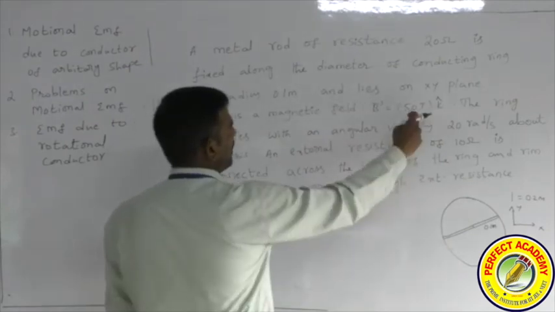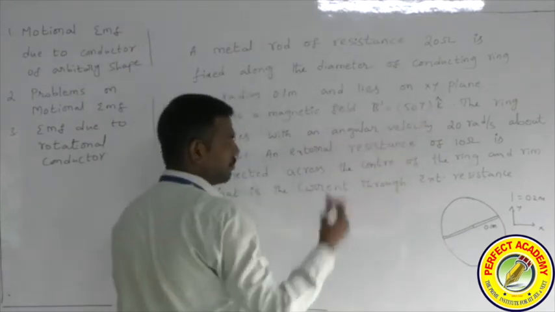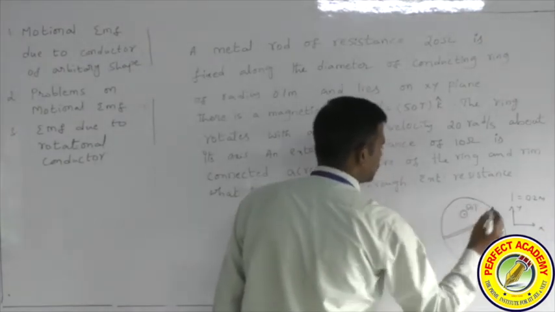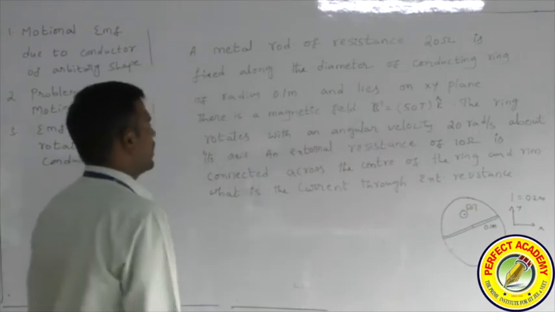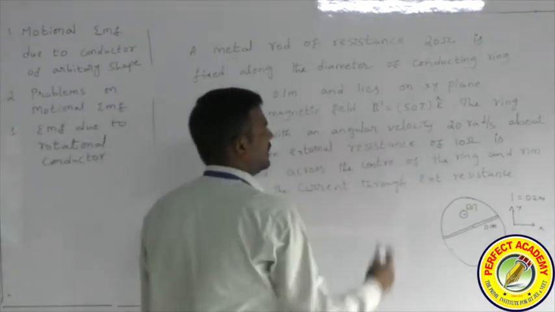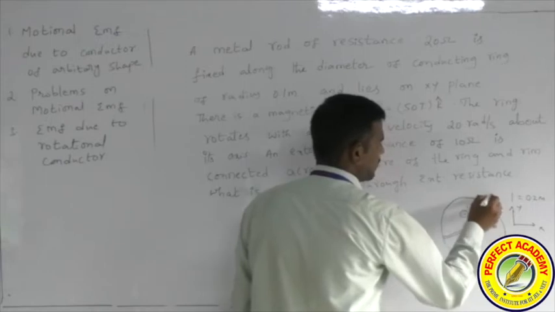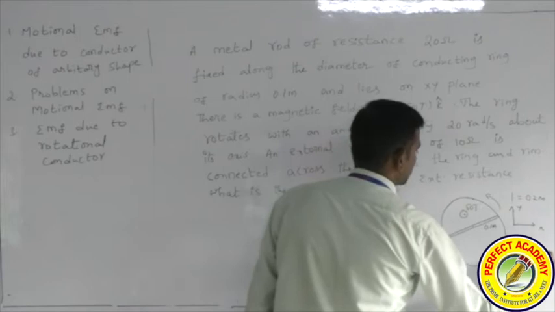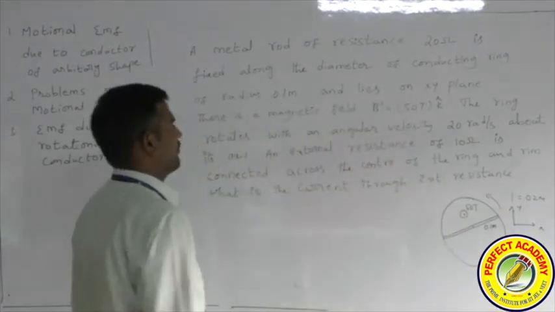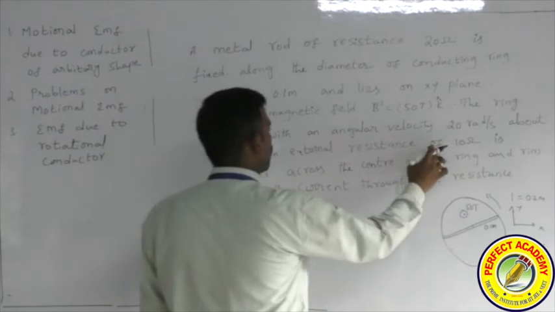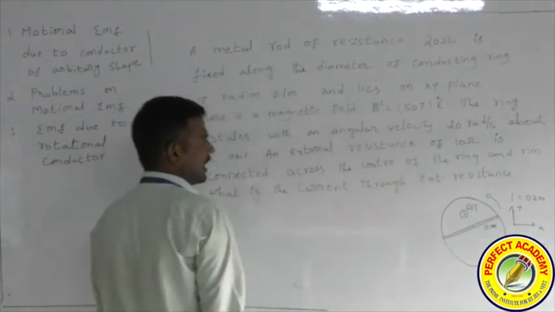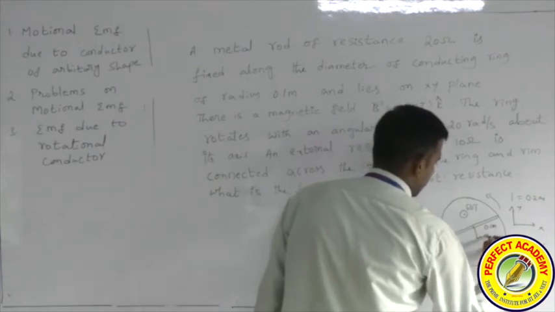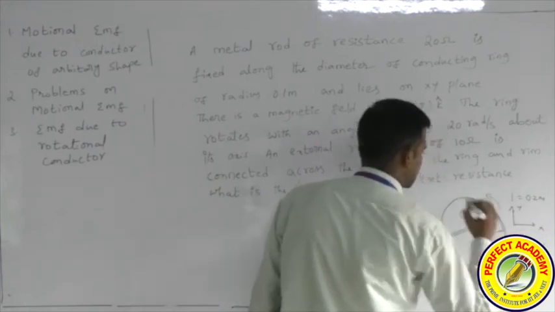A magnetic field of 50 Tesla is acting along the positive z axis. That means here I have a magnetic field of 50 Tesla whose direction is out of the plane of the board. The ring rotates with an angular velocity of 20 radian per second. So like this it is rotating. And an external resistance of 10 ohm is connected across the center and ring. From here, one external resistance is connected like this.